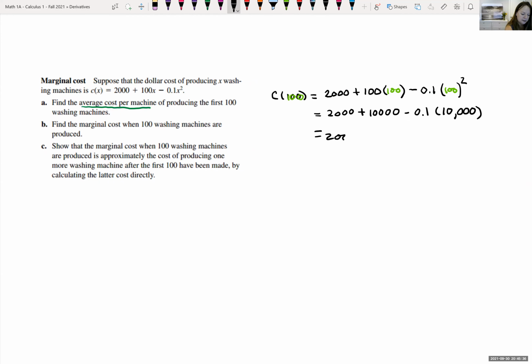So I have 2,000 plus 10,000 minus, I'm multiplying by 0.1, so I move my decimal over 1, which gives me 1,000. So that's 12,000 minus 1,000, which gives me 11,000. So that's the cost of the first 100.